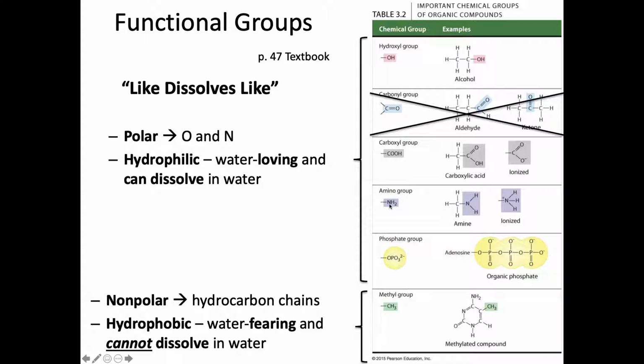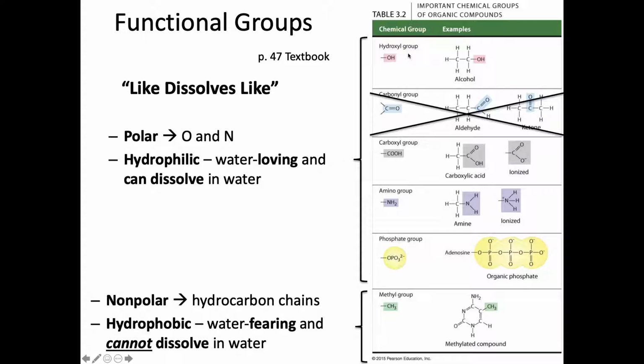Remember from chapter 2, we talked about how nitrogen and oxygen really love electrons. They are greedy for electrons. So whenever they're around, those electrons are going to spend more time with the nitrogen or the oxygen. That's why it will be polar. And when we think of polar, we are going to associate it with the word hydrophilic. Hydro means water, philic means to love. That means that these polar compounds will be able to dissolve in water. They love water.